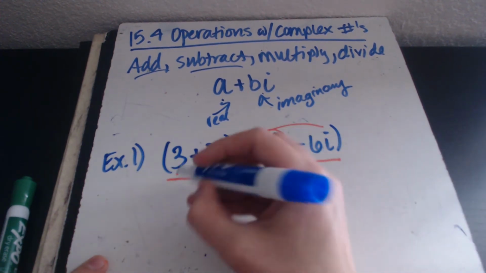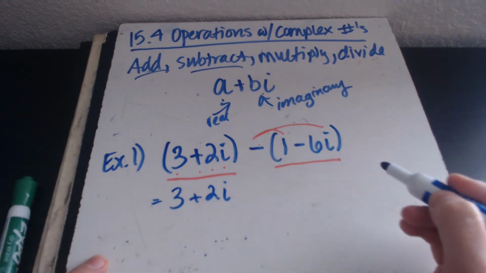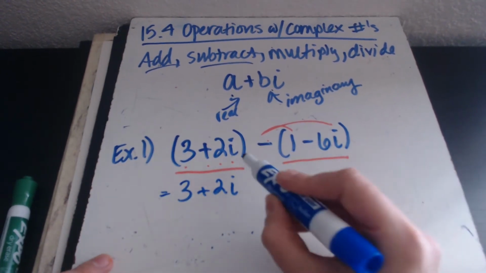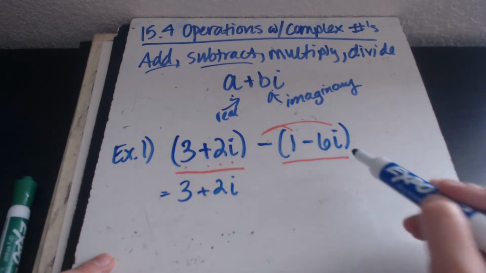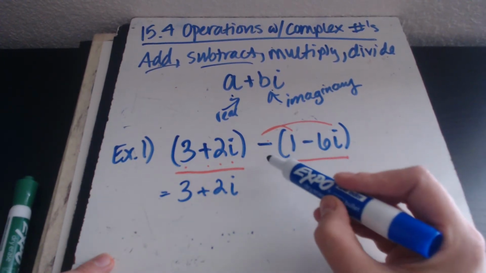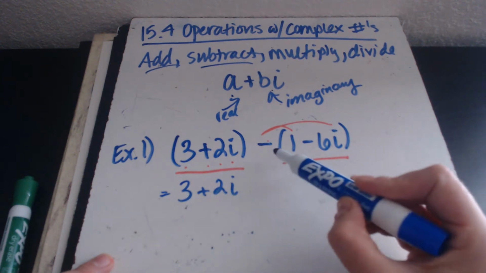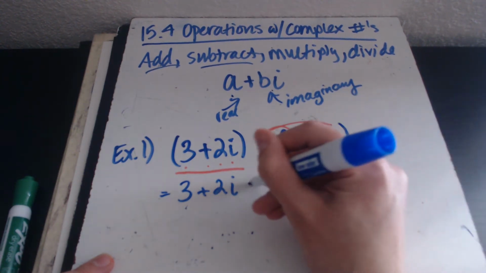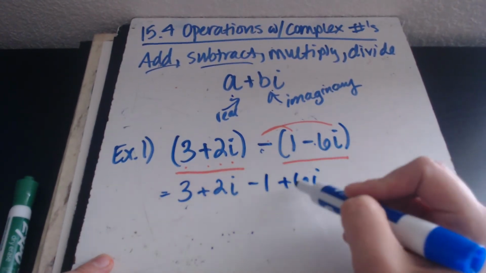Because this is one number, I can actually drop the parentheses at this point, because those parentheses are just telling me that this is one complex number. These parentheses are just telling me this is another complex number. And now I'm getting ready to subtract. So I'm going to drop the parentheses from the first number. I'm going to distribute this negative. So this is going to become negative 1 plus 6i. Negative times negative is positive.